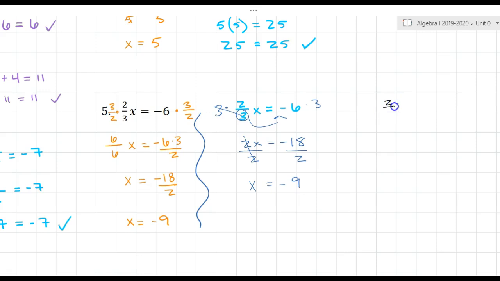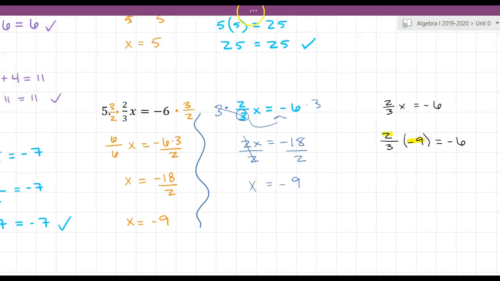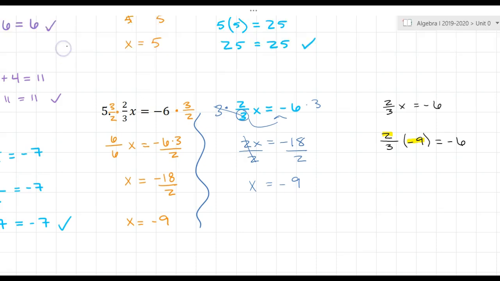We started with 2 over 3x equals negative 6. So I'm going to sub negative 9 in for x. So the first step here is to multiply 2 times negative 9. 2 times negative 9 is negative 18, divided by 3. Negative 18 divided by 3 is negative 6. So I have both sides equal to negative 6. My equation is balanced.